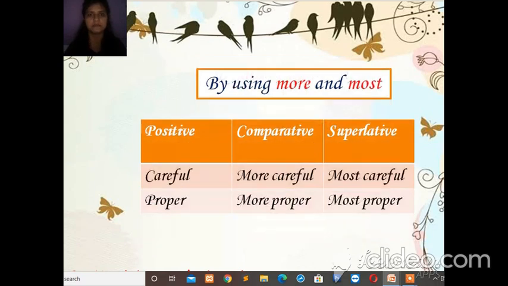Next is by using more and most. Careful is the adjective which shows positive degree. More careful shows comparative degree and most careful shows superlative degree. Proper adjective shows positive degree. More proper shows comparative degree and most proper shows superlative degree.